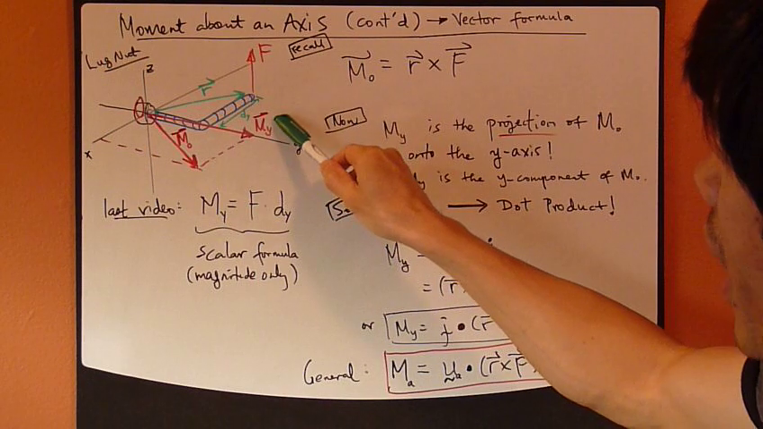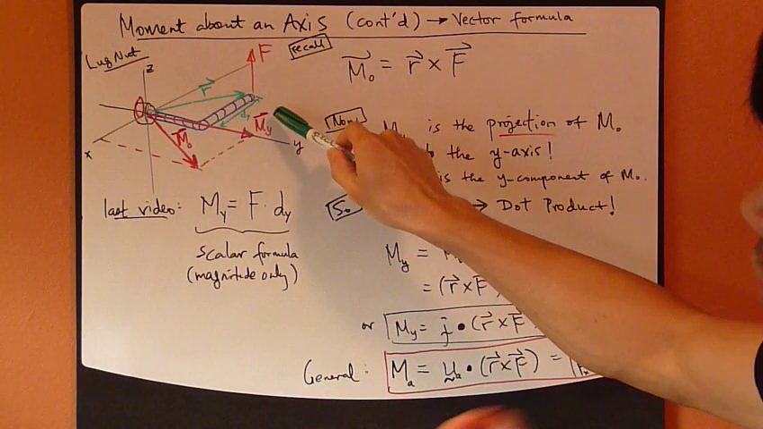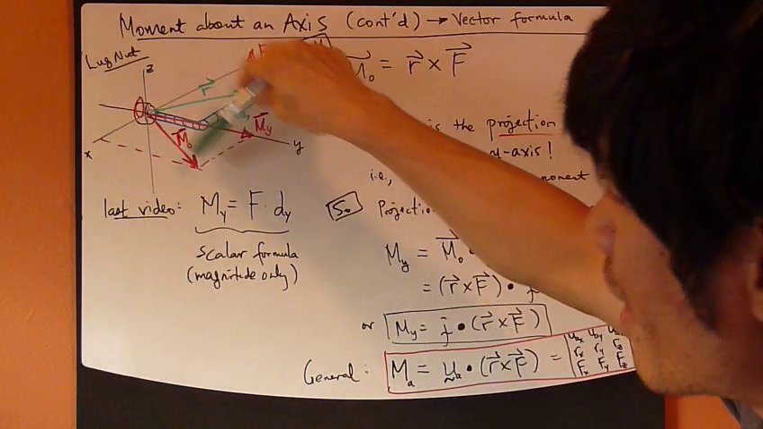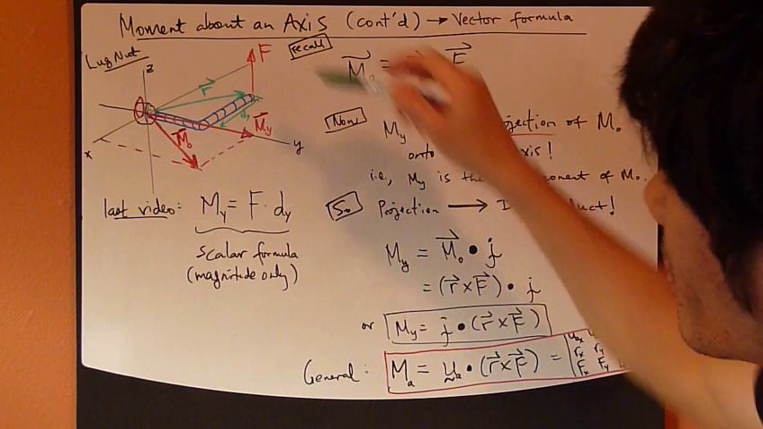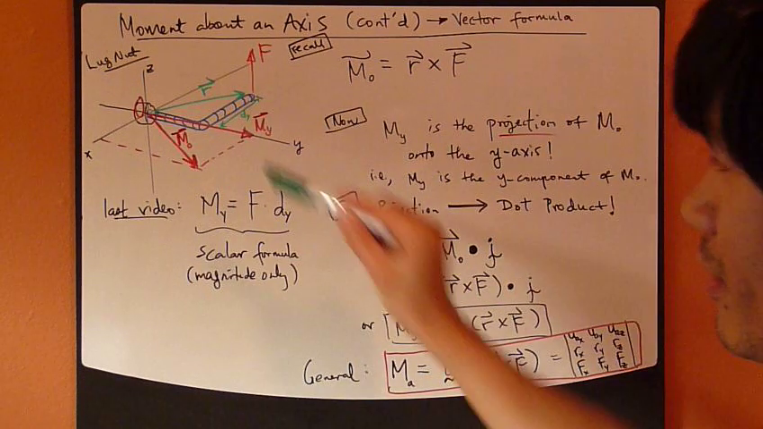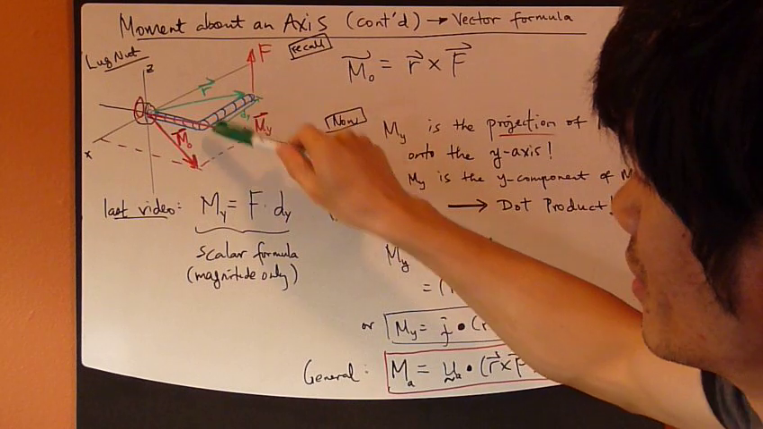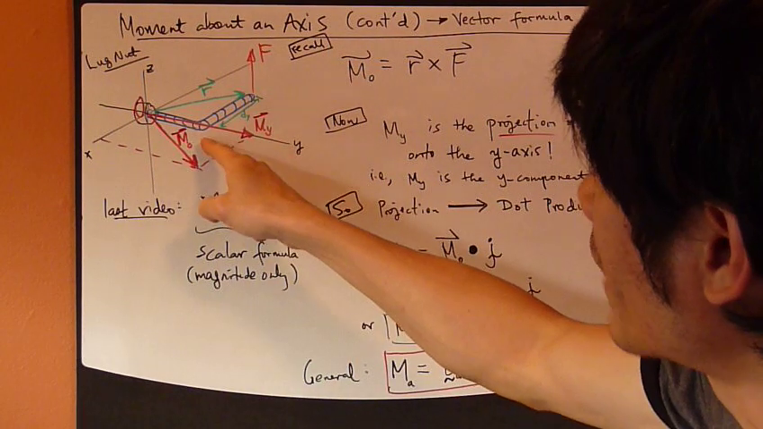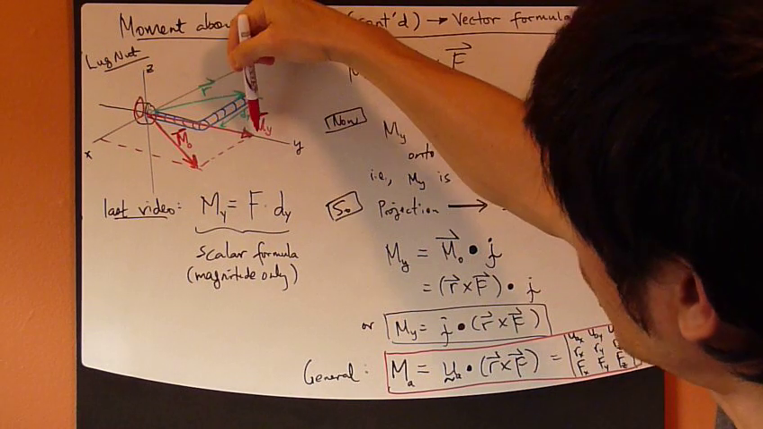Now, look at this My right here. My is closely related to this M naught. M naught can be thought of as the total moment due to this force. My is a component of M naught. In particular, it's the y component of M naught. If you decompose M naught in the y direction, you get this My right here.